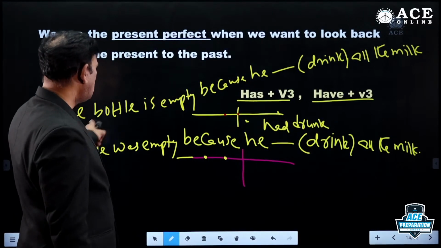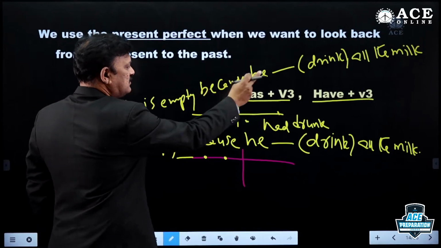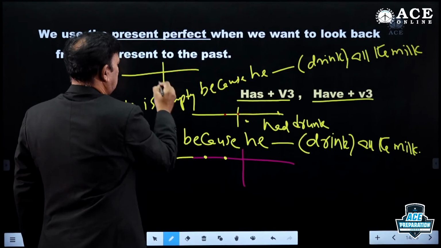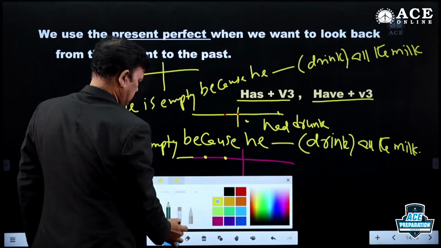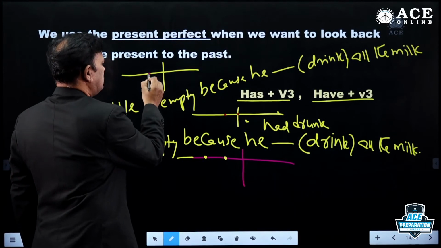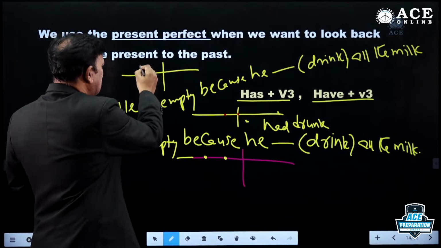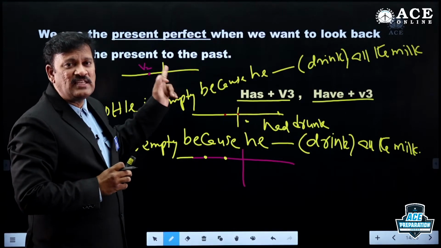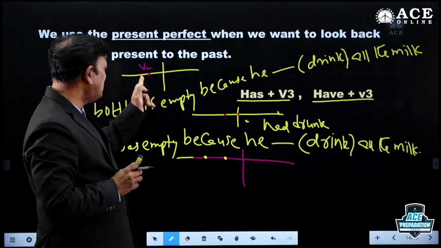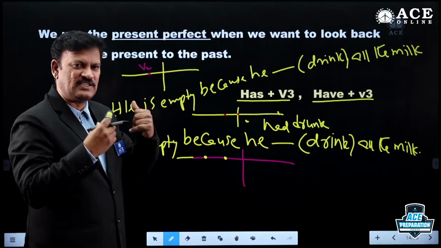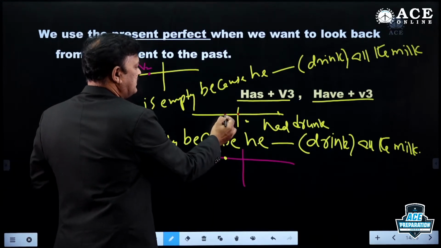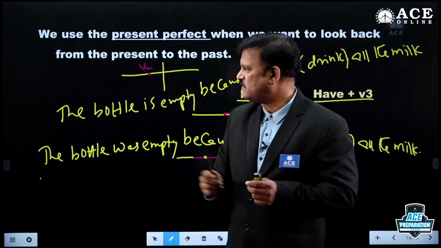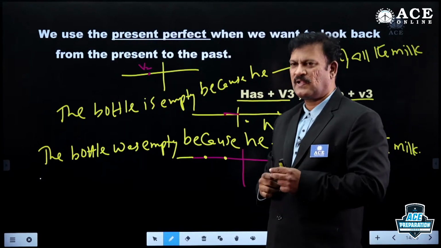Okay. Now, the bottle is empty because, please pay attention, another point. Please pay attention to this and see the difference. This is V2. When I say V2, I don't know anything about that action, and the result of that action is present. Whereas here, the action happened here, but the result is here. So the point I'm trying to make, guys, is the difference between this past and present perfect.